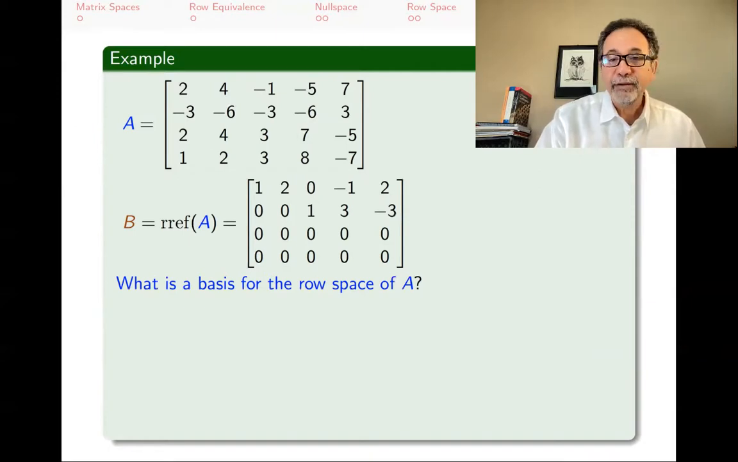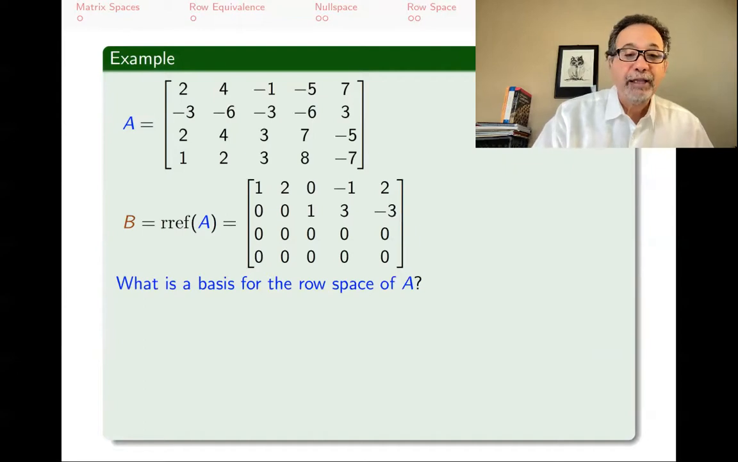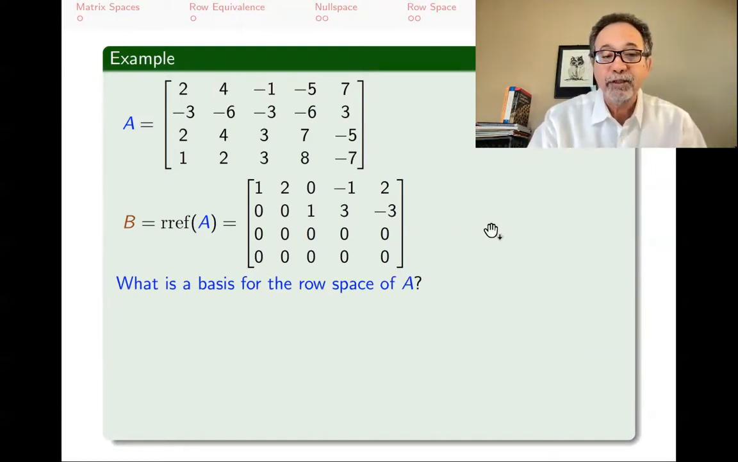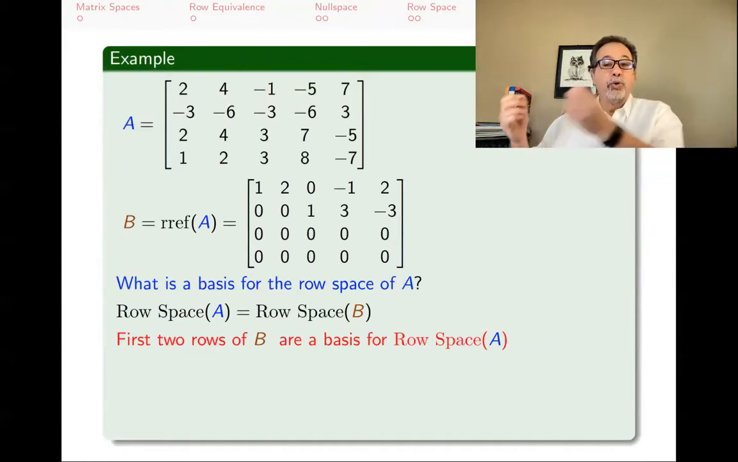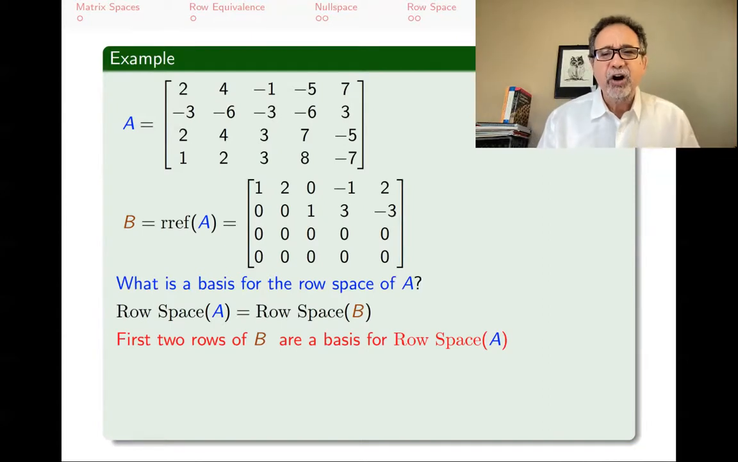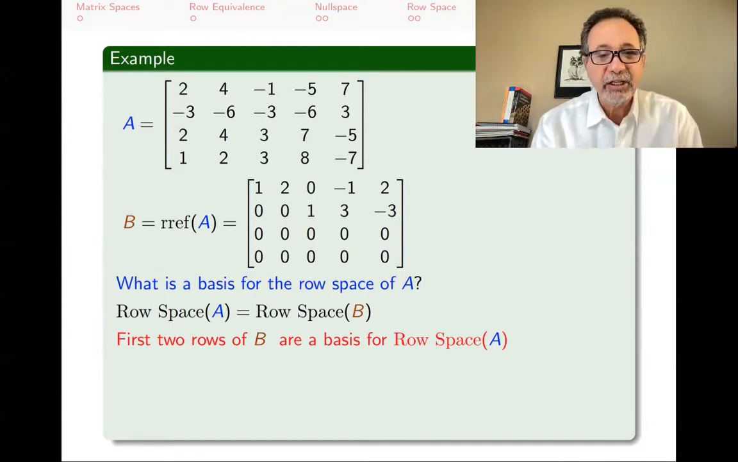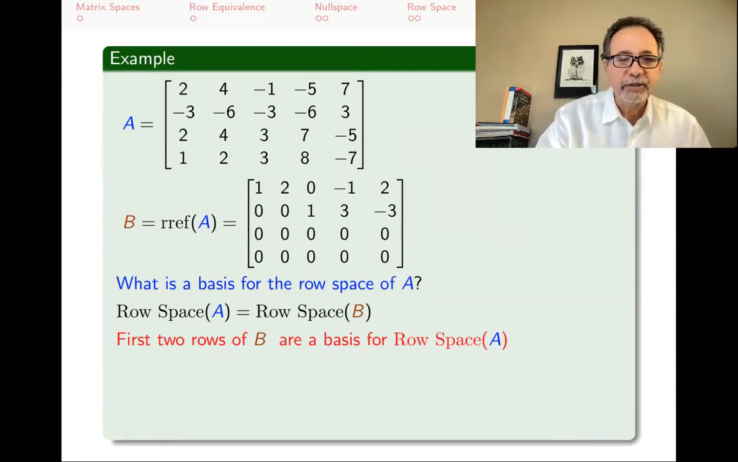And we say, well, the row space of A is the same as the row space of B, and therefore I can just look at B and read that the first two rows of B are a basis for the row space of B, and they must be a basis for the row space of A. And so I'm done there. The first two rows of B are a basis for the row space of A. I don't know which rows of A are necessarily a basis, but I know that these two give me a basis for the row space of A.